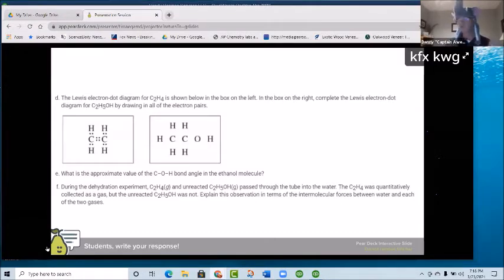So knowing that the C2H4 came out of the water and the C2H5OH stuck to the water, take a stab at using Pear Deck and explain this observation in terms of the intermolecular forces between water and each of the two gases.